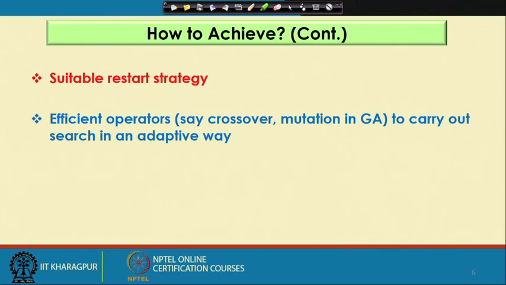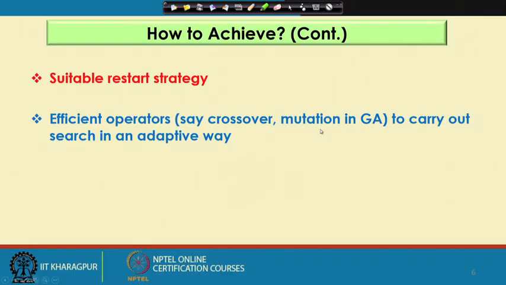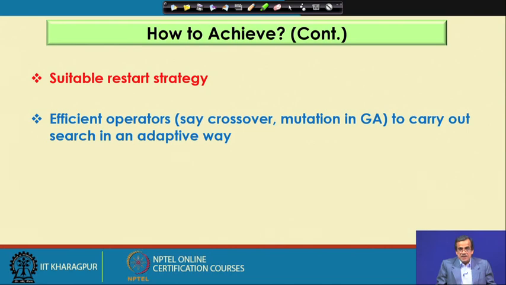Now, if you see the literature, there are several restart strategies available. This is another very good area where a lot of work is going on and many people are working, like how to design and develop a most suitable or efficient restart strategy for the genetic algorithm. The next point is efficient operators. So, you will have to design and develop efficient crossover operators and efficient mutation operators to carry out this search in a very adaptive way.